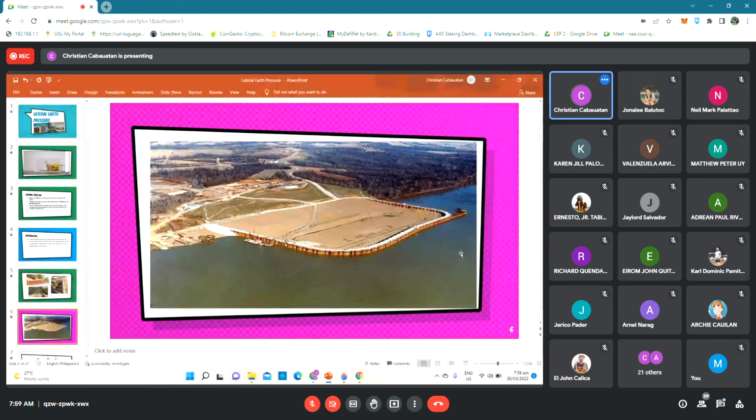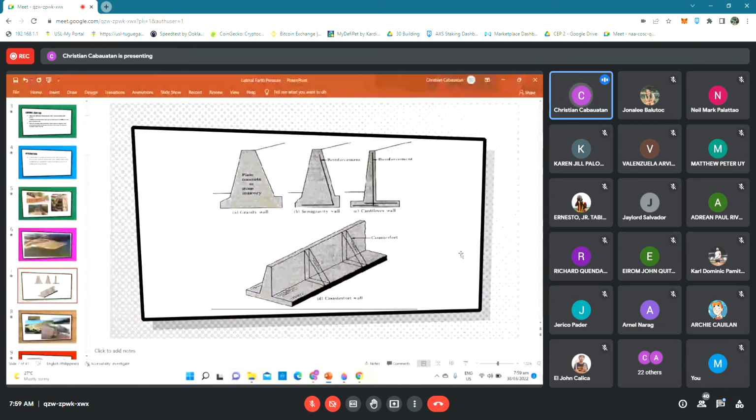Another example is the 6 line road at Carig, in front of the Department of Health, going to Baggao I think. At the side, they make some retaining walls. The retaining wall there is small, just a typical retaining wall. So these are the types of retaining walls that are being used in some areas.